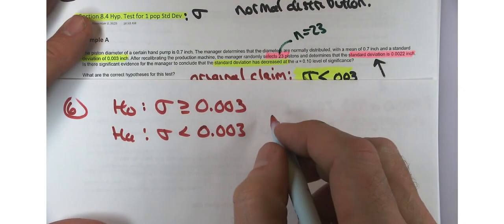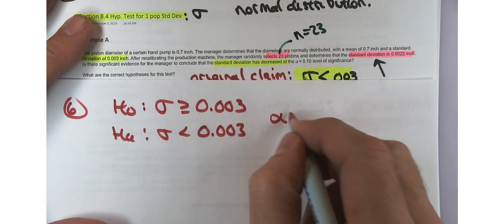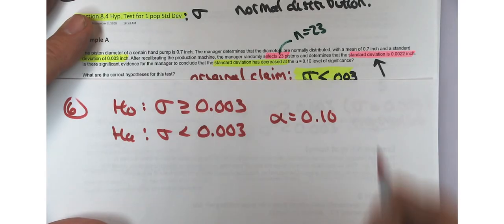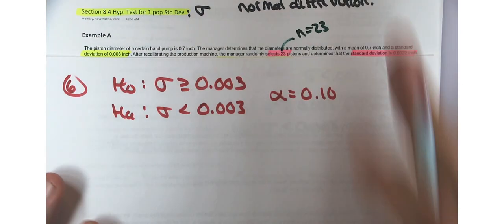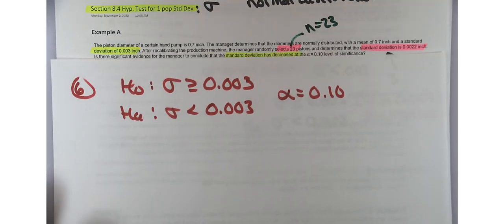We're going to test this at the alpha equals 10% level. That's pretty high. It's really only when you're doing book work like this that you're going to use alpha of 0.1 or something like that. The typical values that you're going to use are 0.05 and 0.01. Okay, so let's keep going then.